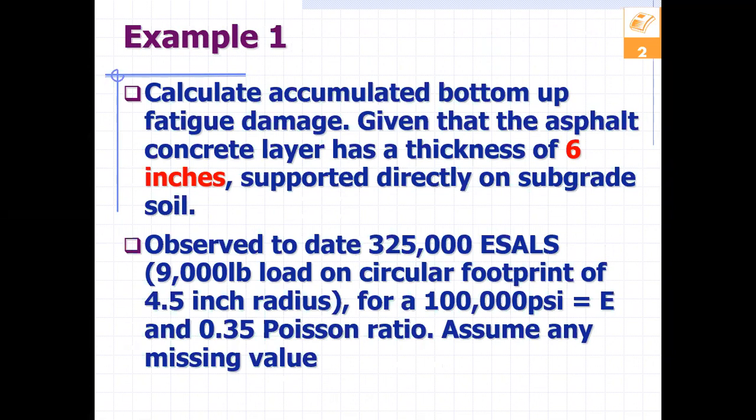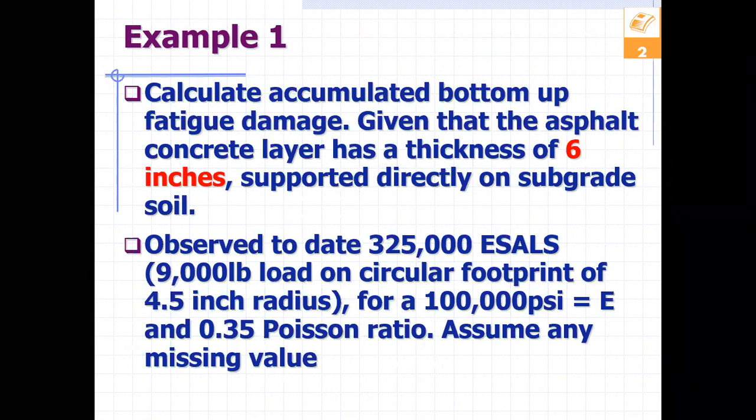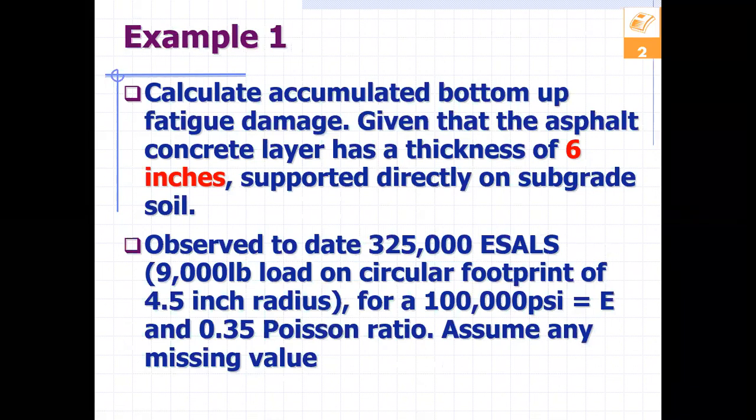So we're going to calculate the bottom-up fatigue damage first. We will calculate cracking in a moment, but we're going to calculate damage first. For a 6 inch thick asphalt layer, which is directly on the subgrade soil, we are going to assume that we have observed 325,000 ESALs.